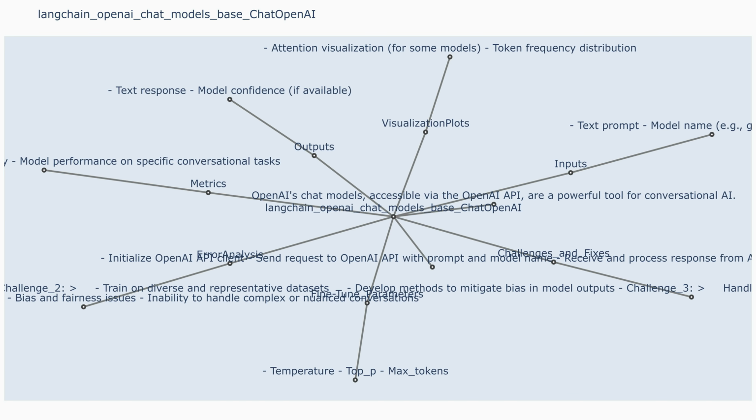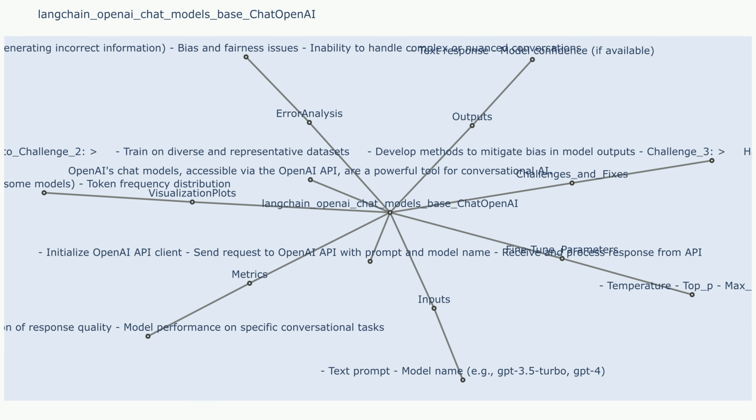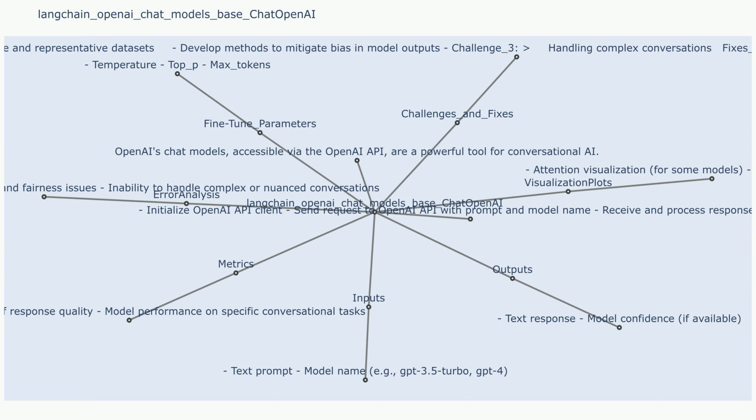LangChain OpenAI chat models: base ChatOpenAI. Description: the ChatOpenAI class is a base class for interacting with OpenAI's chat models, like GPT-3.5 Turbo and GPT-4. It provides a standardized interface for sending prompts and receiving responses, while allowing for customization of model parameters and other settings.